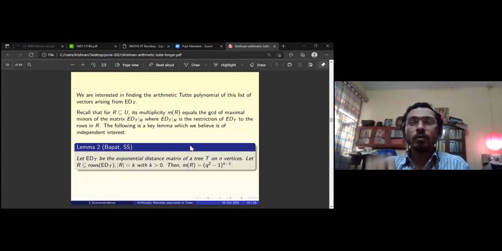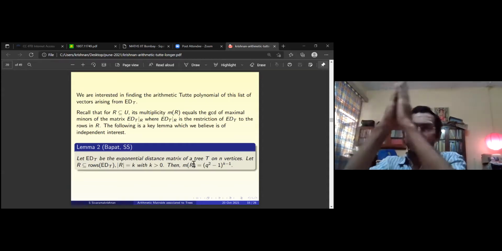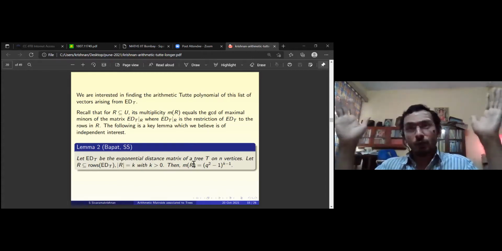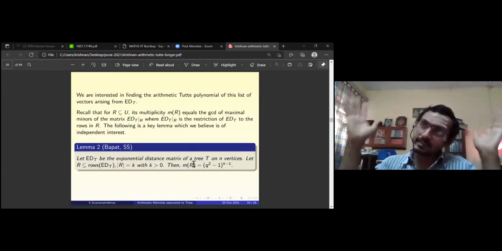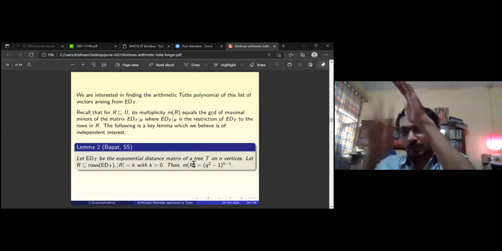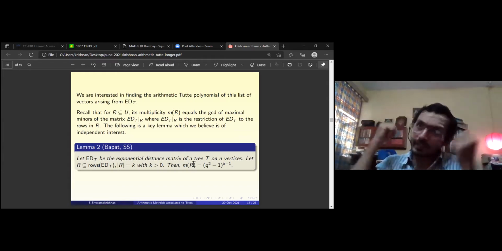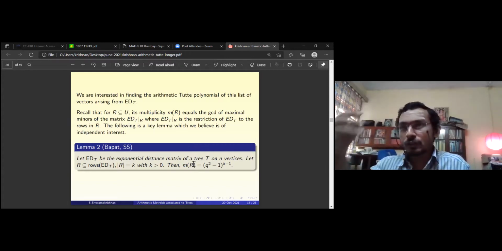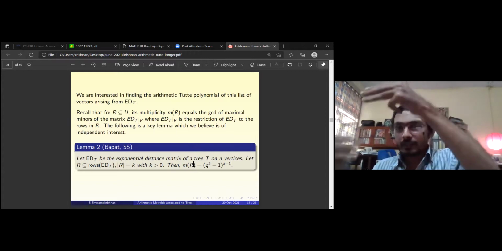So now if I want to find the multiplicity M of R, what is the description of M of R? I have some set of columns R, and the matrix itself has full rank. It's an n by n matrix with rank n. I've chosen some R columns, and definitely it will have rank R. Now you have to look at all possible choices of rows of size R, and then look at the GCD of the minors.